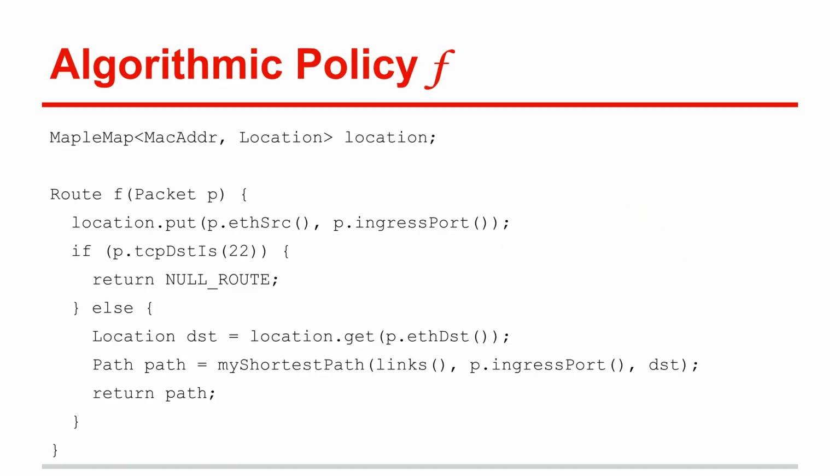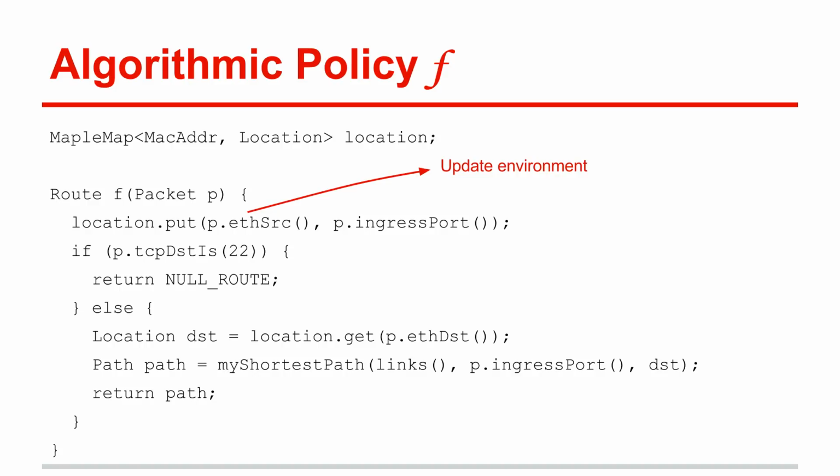Here's an example of a simple policy f that contains a map to map MAC addresses to locations. On receiving a packet p, this function f takes the source Ethernet address from the packet and adds that to the map, so that it knows what port to send packets to for that source. It checks if the TCP destination is 22, and if so returns a null route. This is a kind of security measure or access control that can be put in place. Otherwise, it retrieves from the map the location it should send the packet to based on the Ethernet destination. Then it can compute some path, maybe the shortest path in this instance, and return that path.